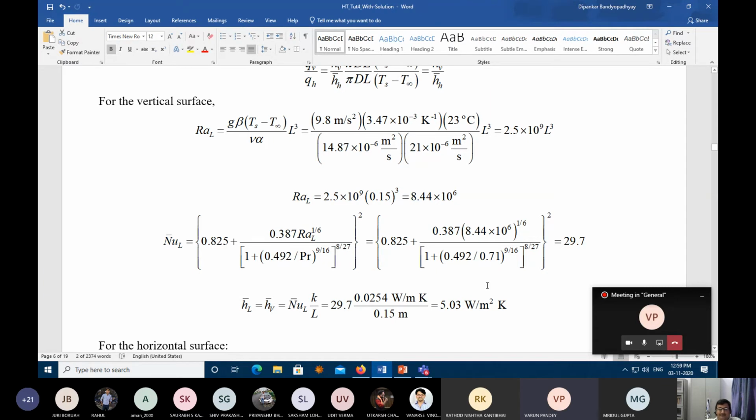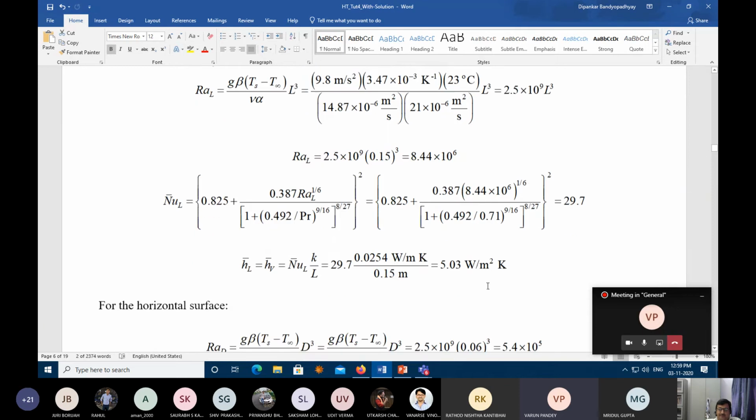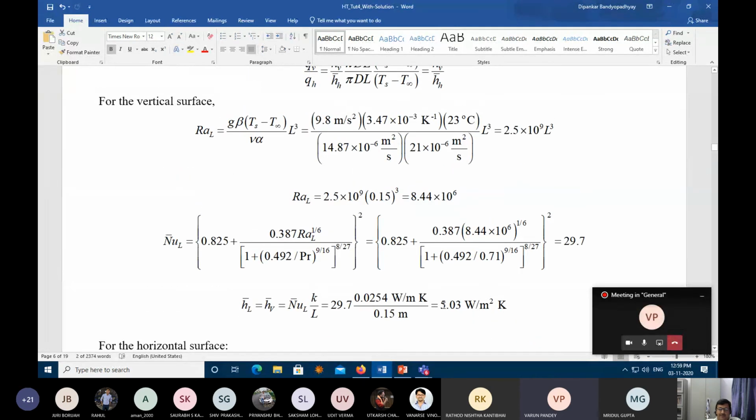So h is Nusselt number into k by L, right? K is given. This will be 0.00254 and L is 0.015. So how much will be coming? 5.03. Okay, h_L is about 5.03.